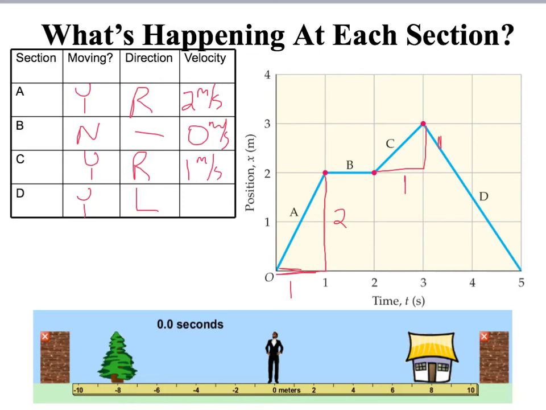Then finally, during section D, the rise is -3 because the slope is negative, and the run is 2 seconds. If we take -3 and divide it by 2, then we have -1.5 meters per second. See how we can do that? You're going to get some practice at this, so don't feel too lost.